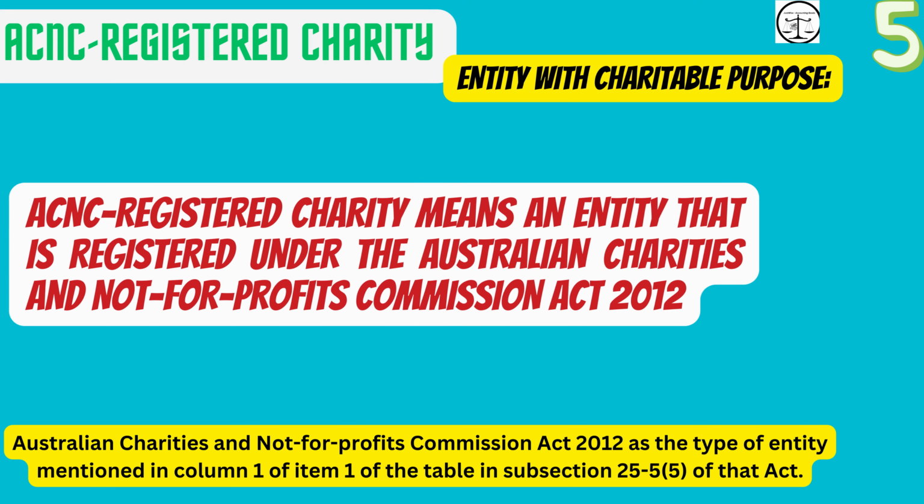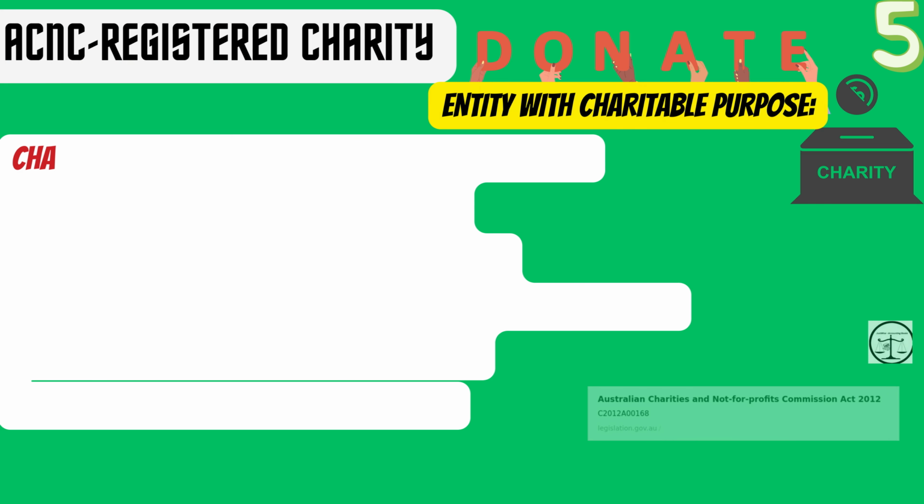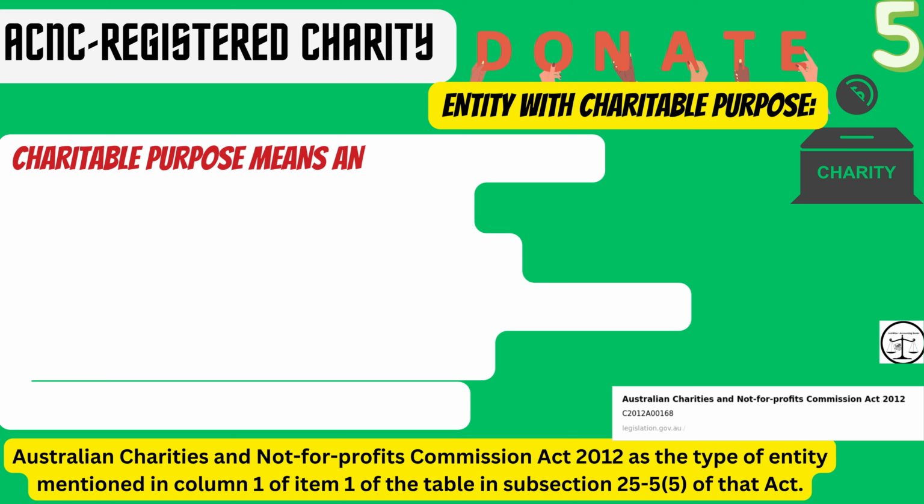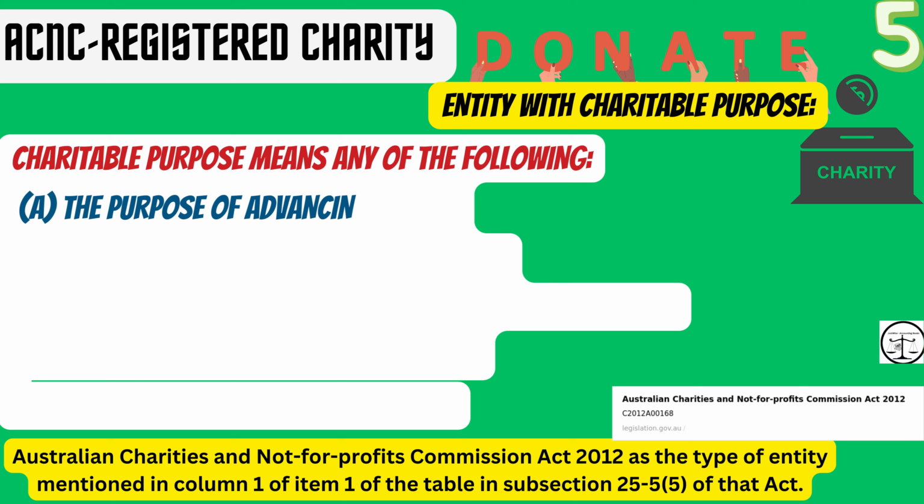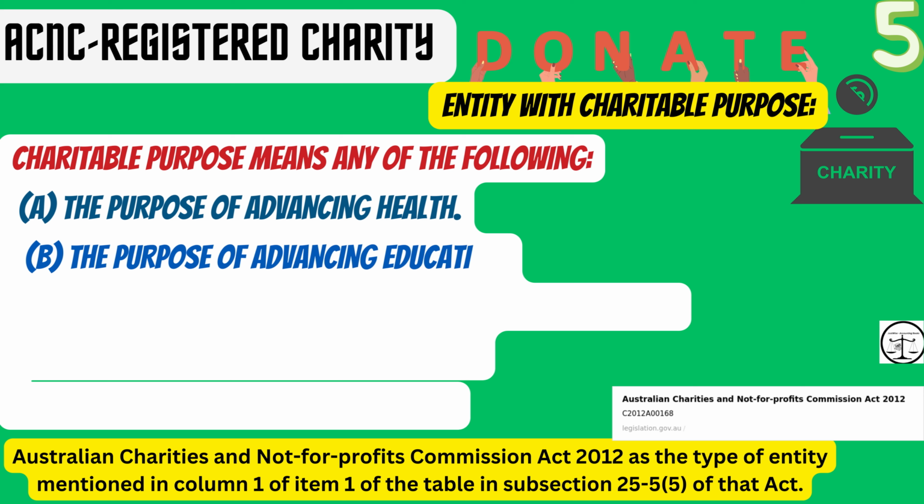Word number 5. ACNC-registered charity. ACNC-registered charity means an entity that is registered under the Australian Charities and Not-for-profits Commission Act 2012 as the type of entity mentioned in column 1 of item 1 of the table in subsection 25-5 of that Act. Column 1 of item 1 of the table in subsection 25-5 of the ACNC Act 2012 states charitable entity as an entity with a charitable purpose.